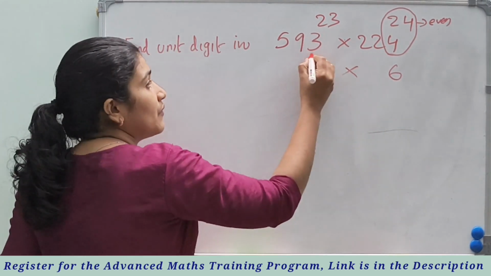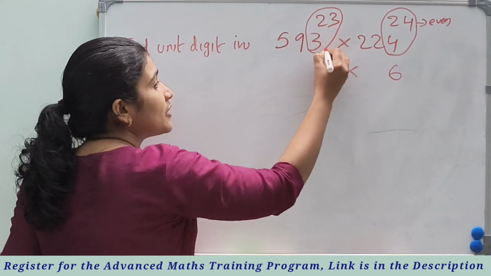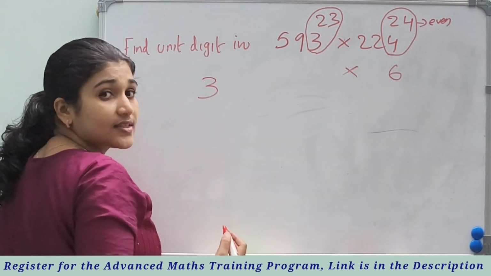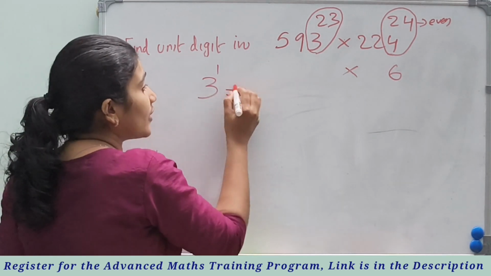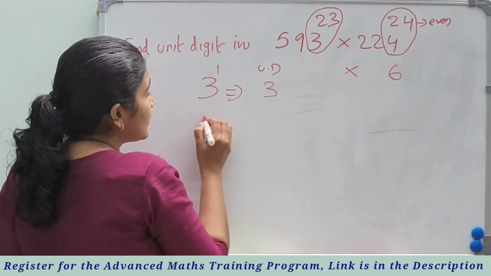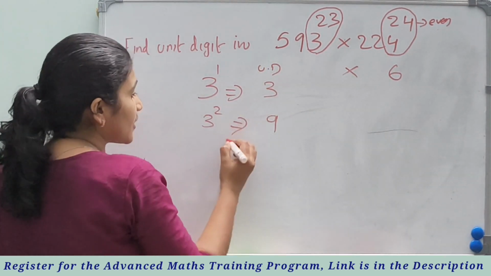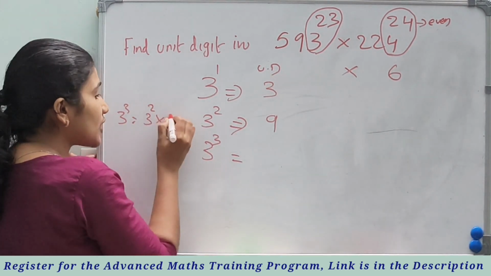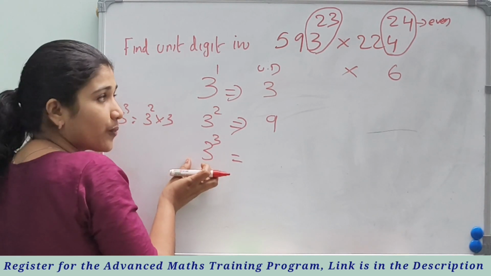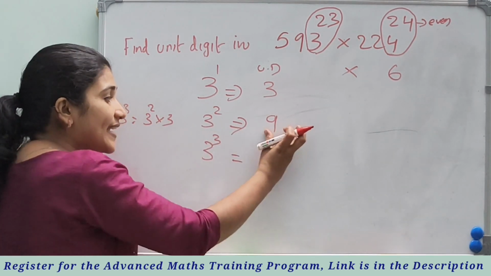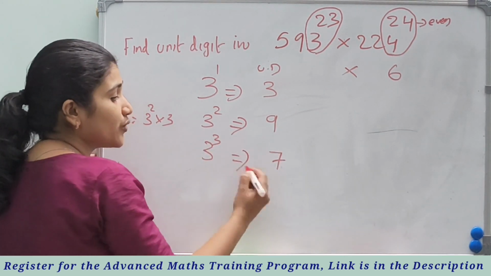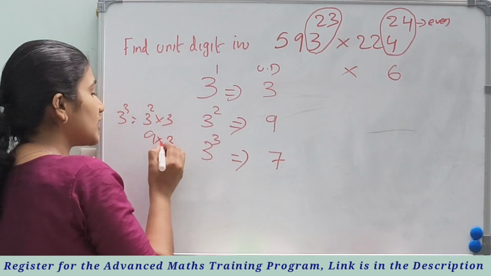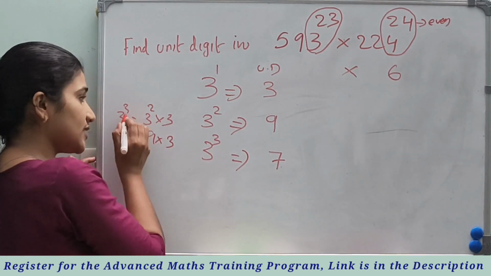Now we have 593 raised to 23, means find the unit digit in 3 raised to 23. So for that we have to find the cyclicity of 3. Here 3 raised to 1, unit digit is 3. 3 square is 9, unit digit is 9. And 3 cube means 3 square into 3. Unit digit in 3 cube is equal to 9 into 3, 27. 7 is the unit digit in 3 cube.